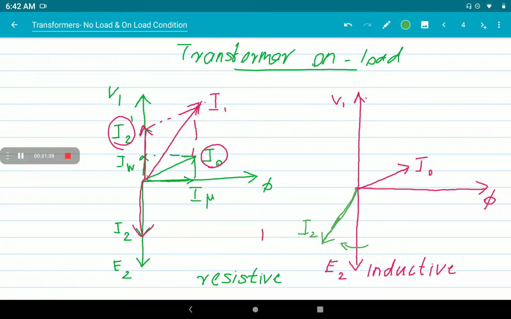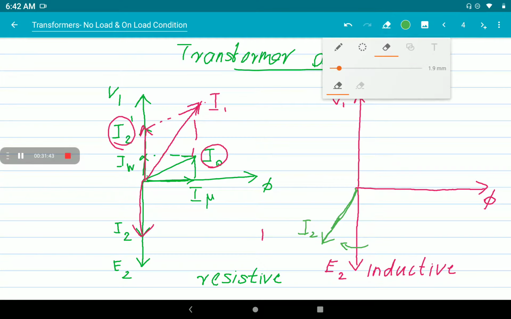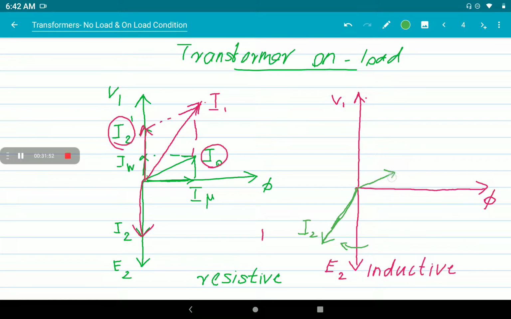Also you remember that I0 is very small as compared to our loaded current. So we can represent I0 as a small phasor. The magnitude of I0 will be very small as compared to I2. When we consider the load current as 10 ampere, the no load current I0 will be only 0.2 or 0.3 ampere. So we have to consider the magnitude as smaller. Then I2 is the current flowing, and if the load is inductive, I2 lags behind E2 by an angle.